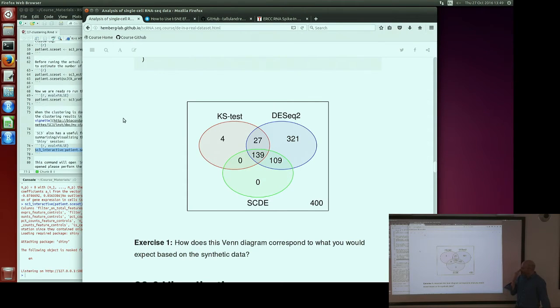What you can see here is that out of these 1,000 genes that we looked at, DE-seq identifies by far the highest number of differentially expressed genes. As I said, it finds more than half of the genes it thinks are differentially expressed between these two conditions, whereas the KS test and the SCDE seem to be in relatively good agreement here. And they identify what I would say is a much more reasonable number of differentially expressed genes.